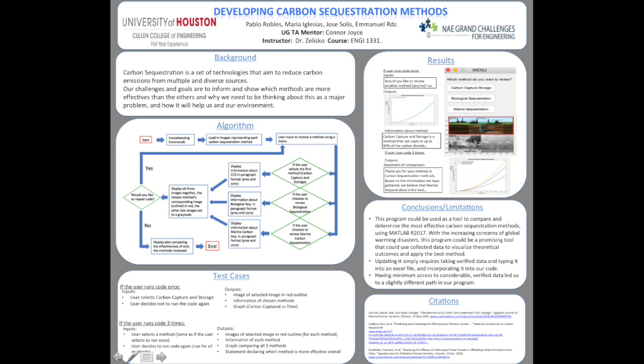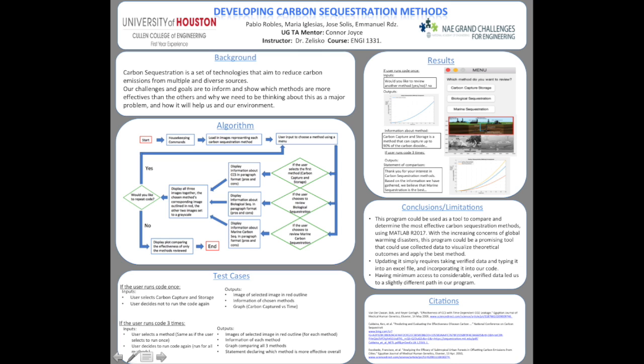After we are done reviewing this image, we will be asked if we would like to repeat the code again. For this option, we will hit no. We will then be displayed a plot comparing the effectiveness of only the methods we have reviewed. In this case, it would be a single line because we have only reviewed one case.